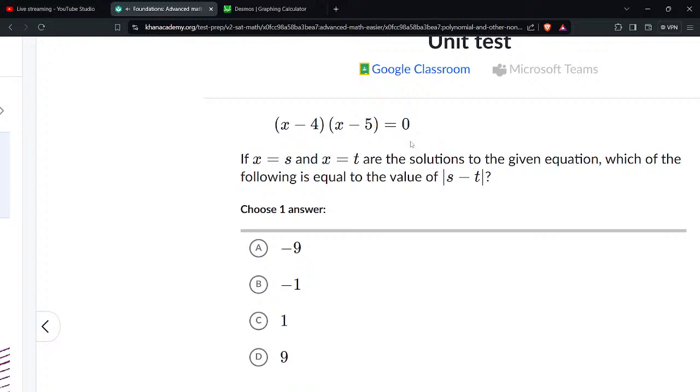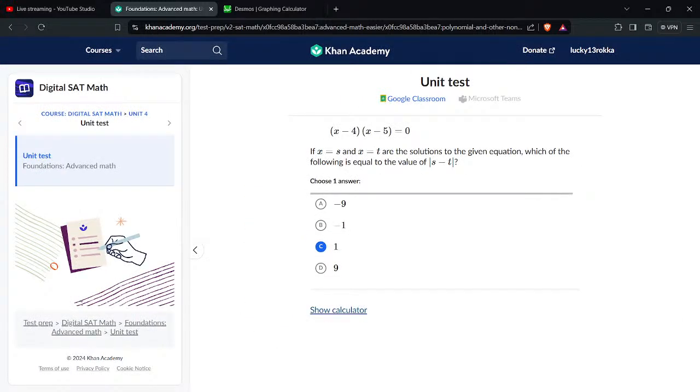X is equal to s, blah, blah, blah. So the following is equal to the value of s minus t. What is this? 4 minus 5 minus 1. This 1 is over there.